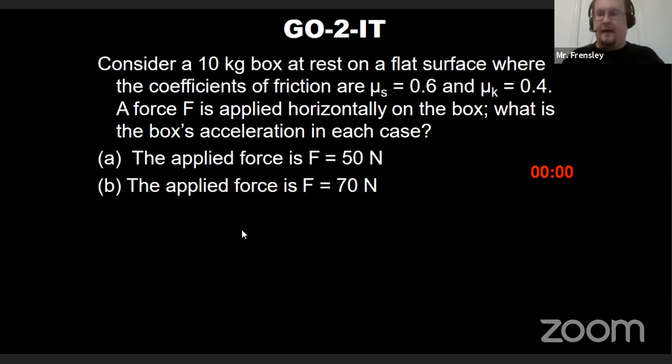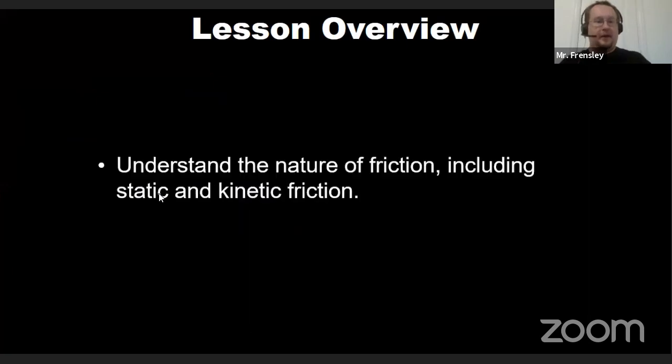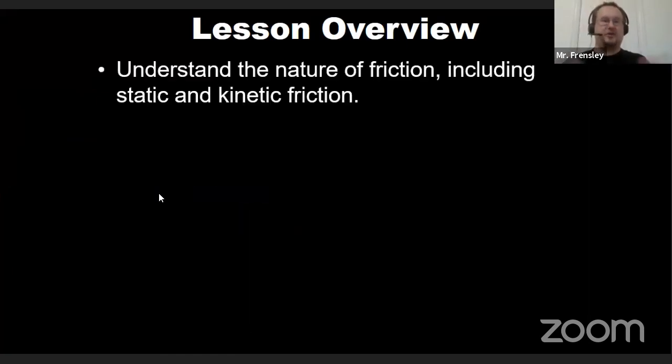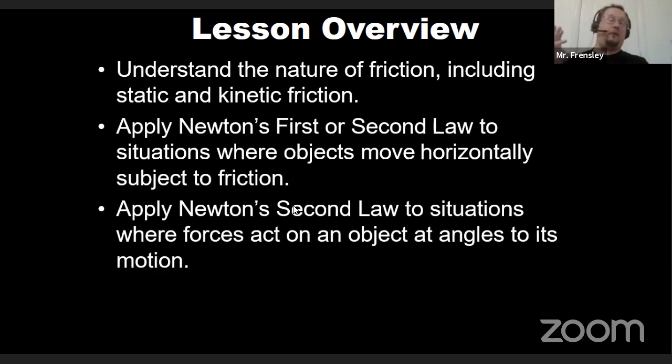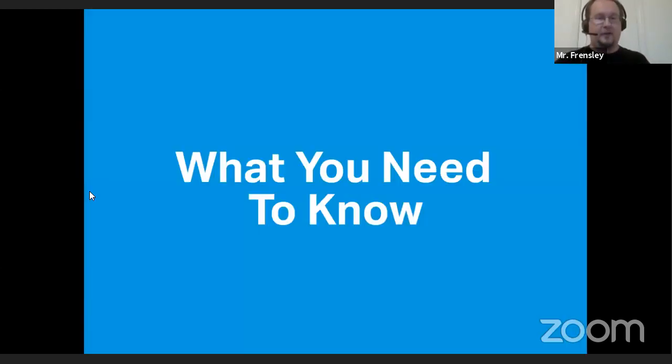All right, that's the end of that. We'll get to see the answers a little bit later on, but let's take a look at what we're going to be covering today. We're going to talk about friction, static and kinetic friction. I know it just gets better every time. We're going to look at Newton's first and second laws and apply them to situations where objects move horizontally and are subject to friction. Then we're going to look at friction when the forces are not nice and parallel or perpendicular to the motion. We're thinking about inclines and pulling things at an angle with a rope and all that good stuff.